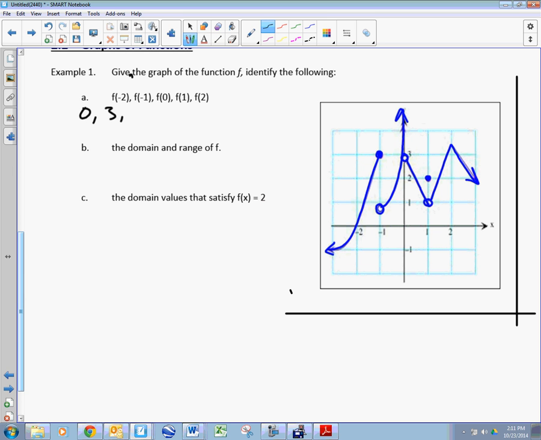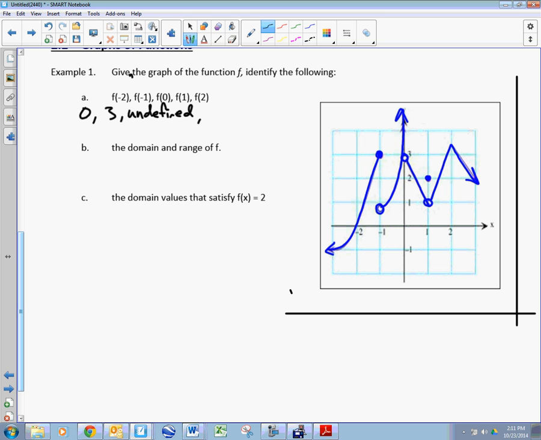F of 0, undefined. Why? Yeah, this is something that's headed up very close to a vertical line, and so it's not going to touch. It's going to head up towards infinity, but it's never going to cross over. And then you have this open circle there. So f of 0 is undefined.